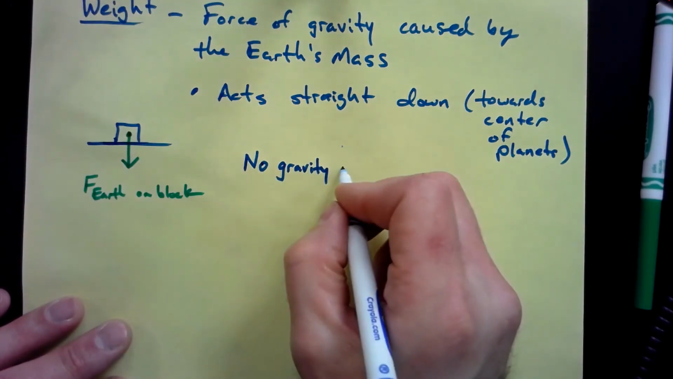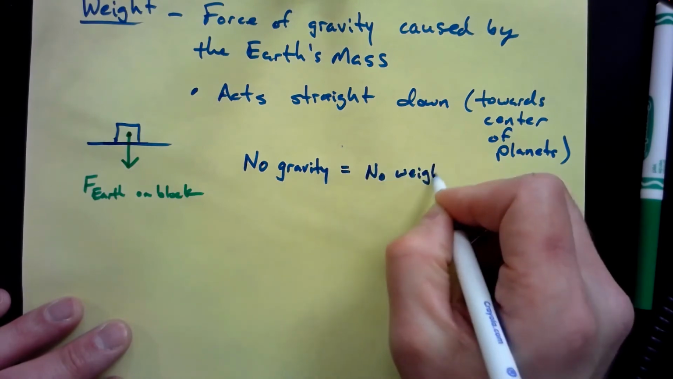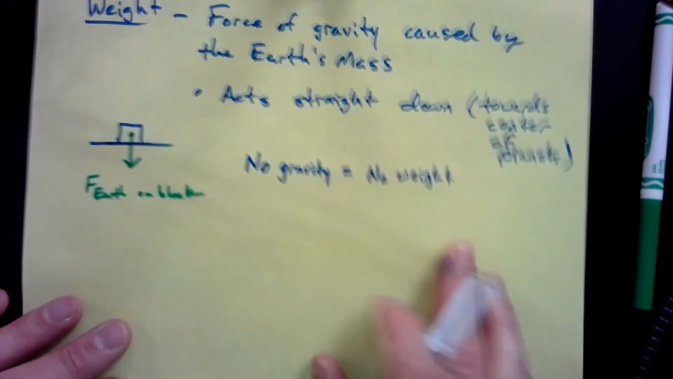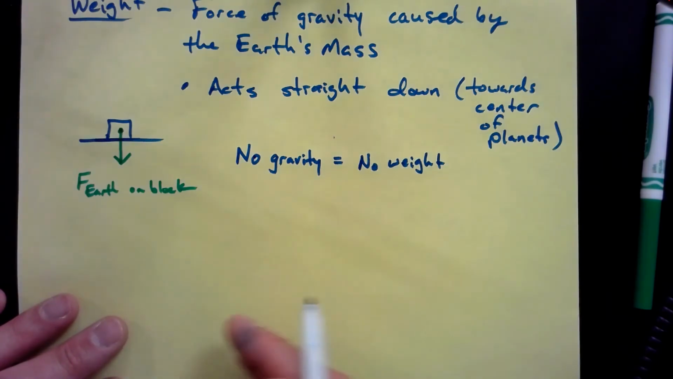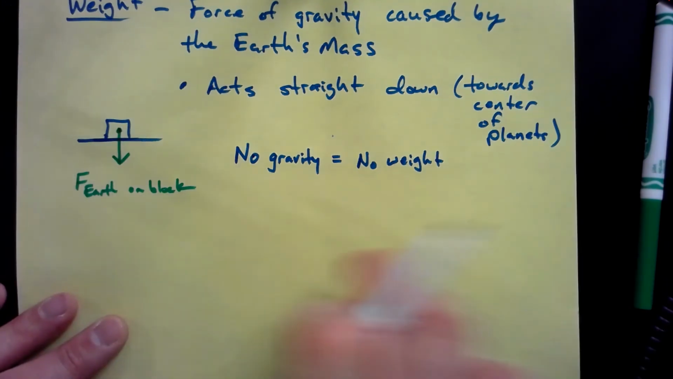If we have no gravity, we have no weight. But we can have mass. Mass doesn't disappear, right? Go to the moon. You weigh less. Your mass didn't change, right? So weight is not mass. Mass and weight are different.